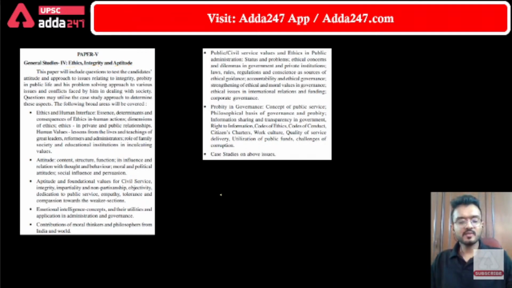Again, the problem most students face in this paper is from where they should prepare the ethics part. And there is no comprehensive book by reading which a student understands the terms and the features of ethics. And in Adda UPSC 24/7, the students will learn all the aspects of ethics, integrity and aptitude in a very defined and simple manner.